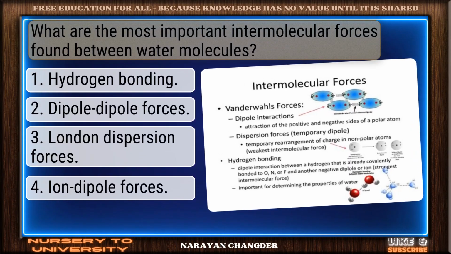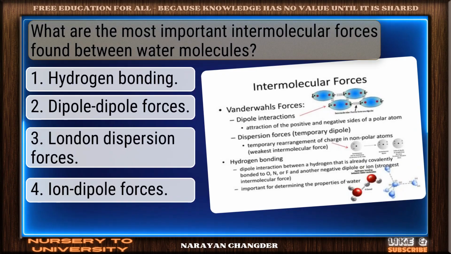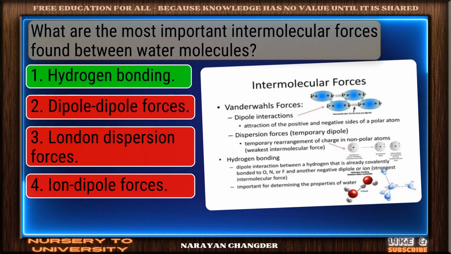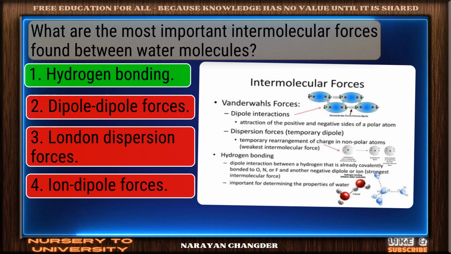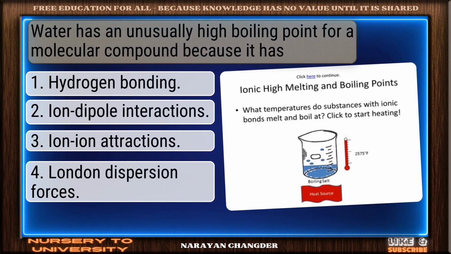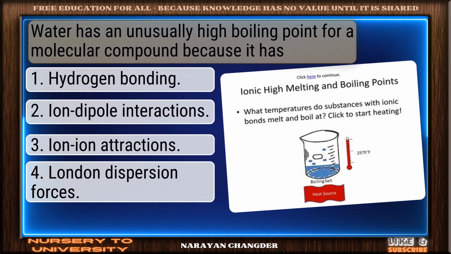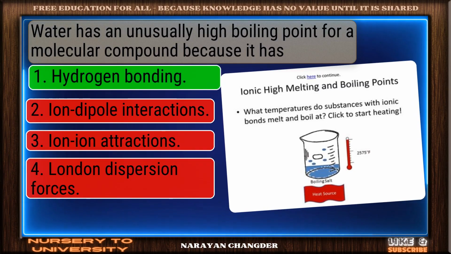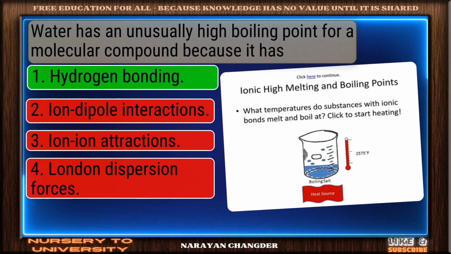What are the most important intermolecular forces found between water molecules? You got it. Your choice, hydrogen bonding, is right. Water has an unusually high boiling point for a molecular compound because it has Solid response. Hydrogen bonding is a valid choice.